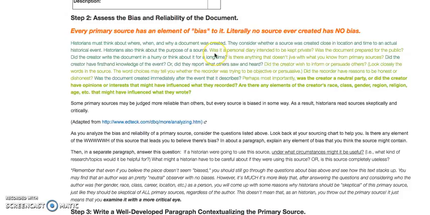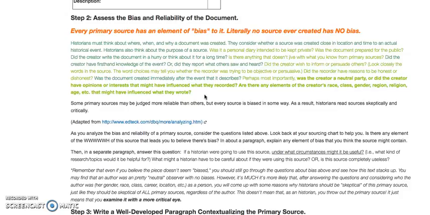For example, is this a personal diary that was intended to be kept private, or was it some sort of document like a speech that was prepared for the public? There are all sorts of questions that I've listed here that you're going to want to think about after you have read a document in order to determine exactly how that source is biased.